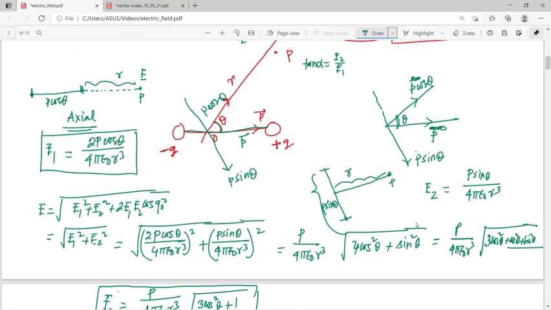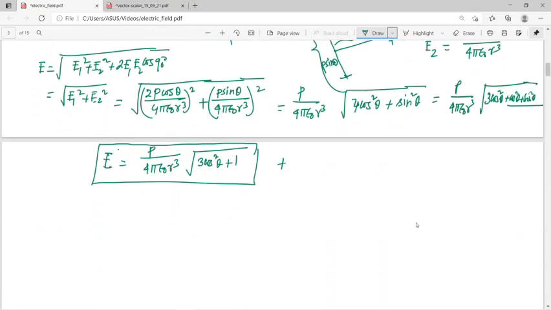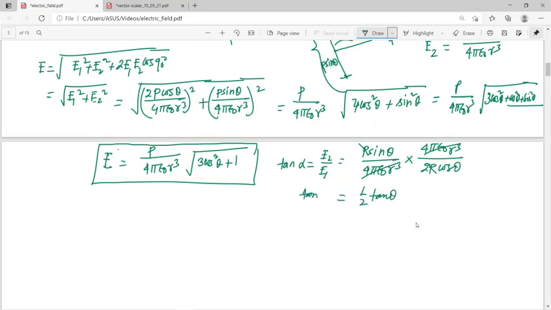So if we write the direction, tan alpha is equal to E2 by E1. E2 is p sine theta by 4 pi epsilon naught r cube, multiplied by 4 pi epsilon naught r cube by 2p cos theta. If you cancel this out, you get half of tan theta. So the direction tan alpha can be written as half of tan theta.